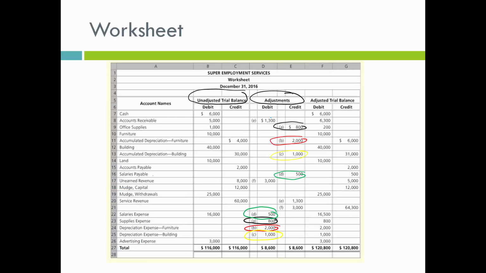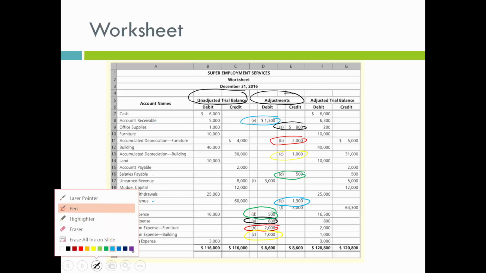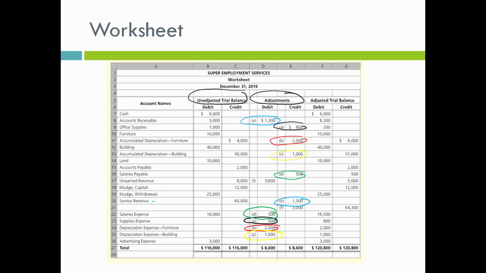E, I debited accounts receivable, credited the service revenue. And then the last one here looks like I debited unearned revenue, the liability, and I credited the revenue account. So for each journal entry, I've got one debit, one credit. That's just what I did. Again, my total debits have to equal my total credits, just like they did over here.